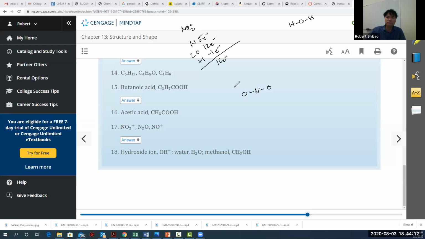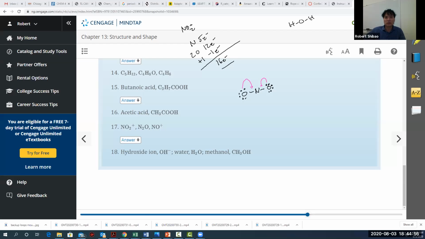And then we fill up the octet for the terminal atoms. But this is 16 electrons now, 2, 4, 6, 8, 10, 12, 14, 16. But that doesn't leave nitrogen with an octet. And since nitrogen doesn't have an octet, what we'll do here is we're going to form multiple bonds. So this oxygen will sacrifice here, form a double bond here. That's still not going to be enough. This oxygen will have to sacrifice here. And then we'll form another double bond. And then that should be enough.